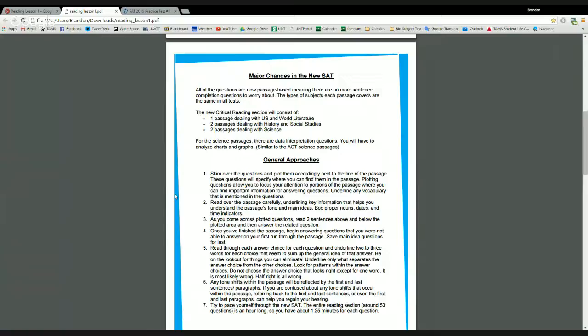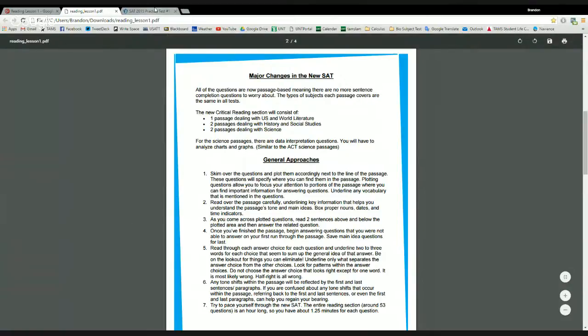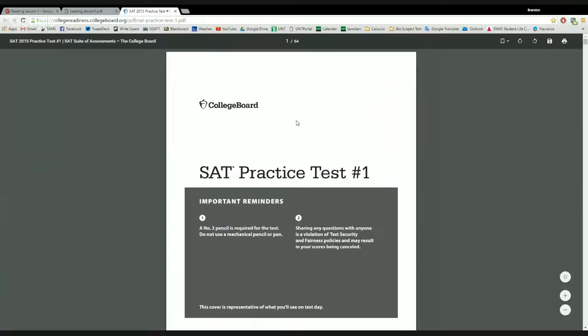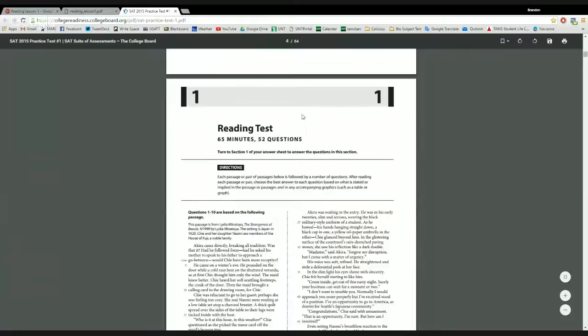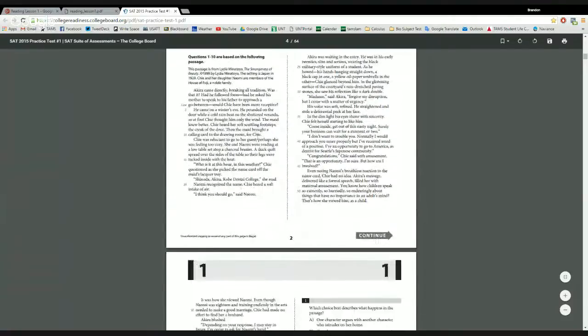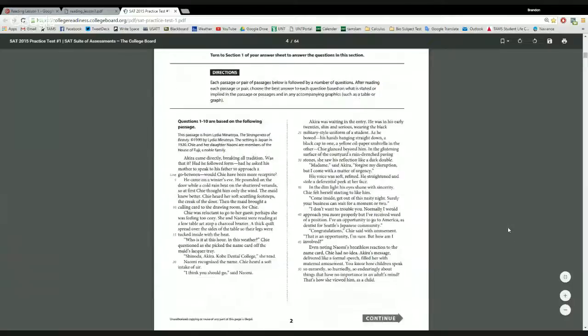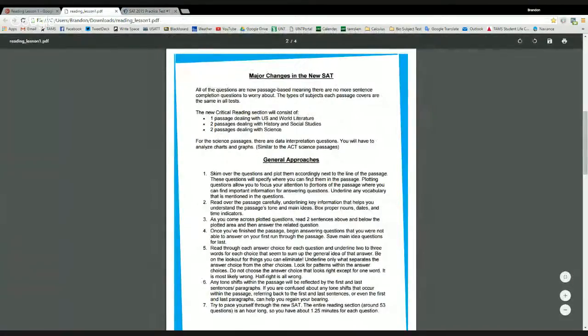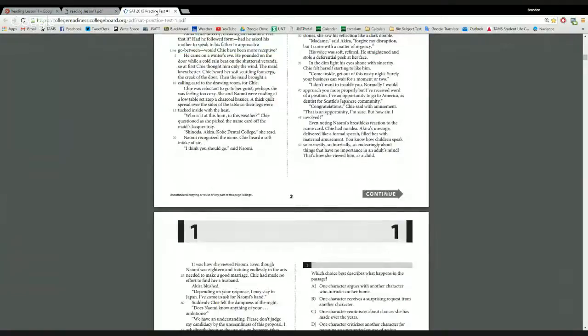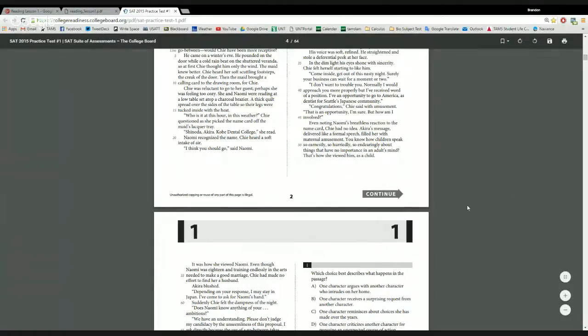So based on this approach, we're going to actually look at a practice test from College Board. In SAT practice test one, we're going to do the first passage in the reading section. So let's see. Okay. Like the tip says, you want to skim over the questions and plot them accordingly. So you don't actually want to read the passage first. You want to go to each question, skim through them, and see if there's any line-based questions that you can plot inside the passage, so you can refer back to them quicker, rather than keep on looking back and forth.